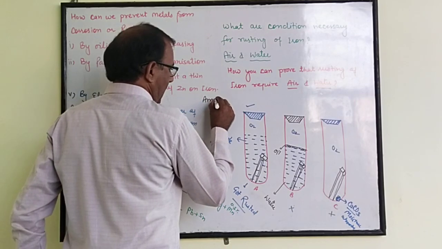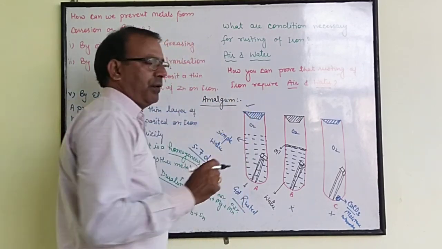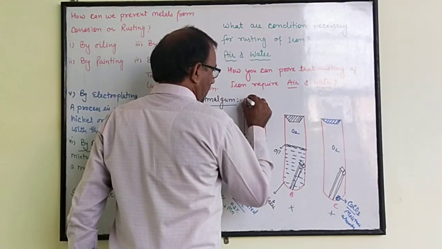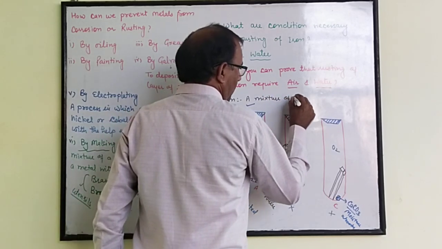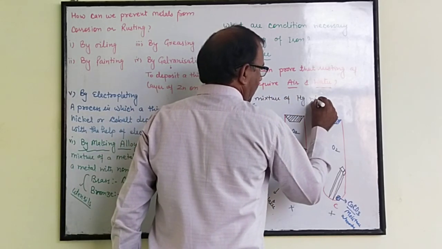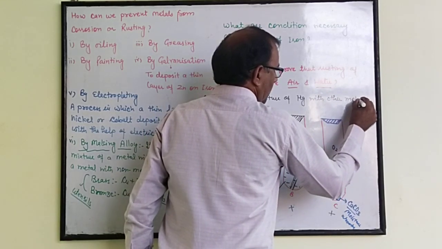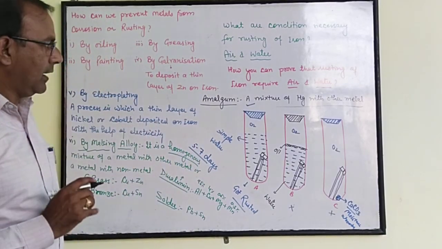Same as what is an amalgam. What is an amalgam? Amalgam is a mixture of mercury with other metal. A mixture of mercury with other metal is called an amalgam. Clear?